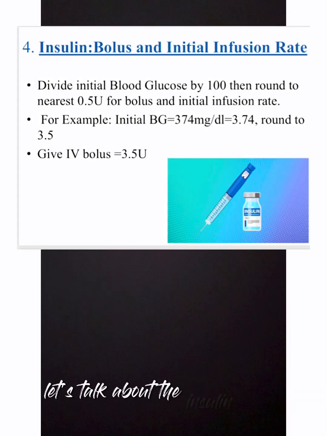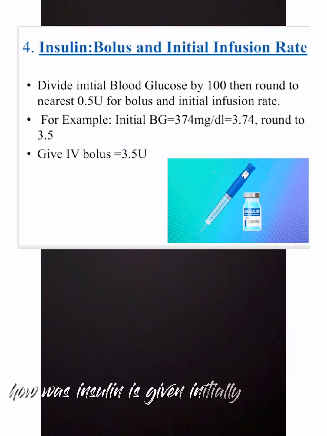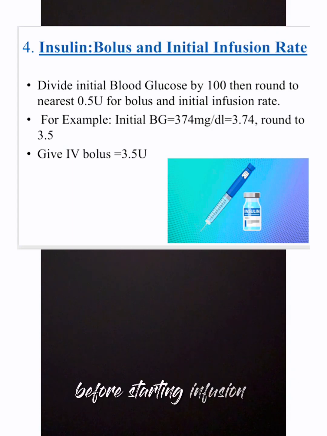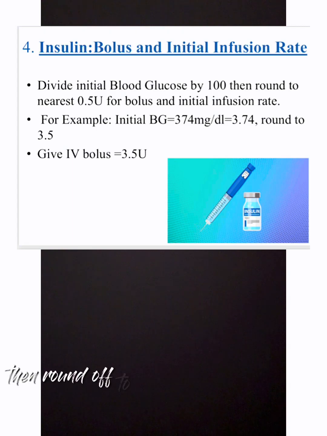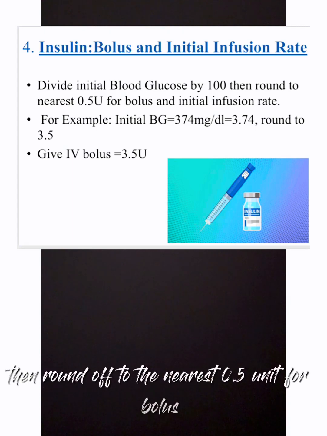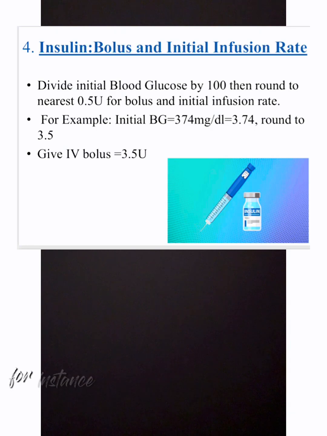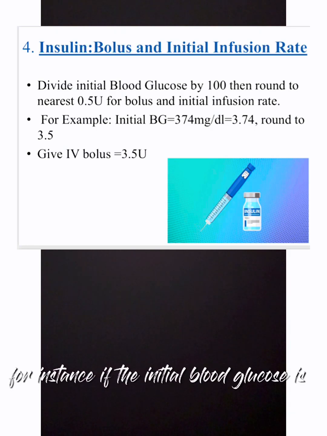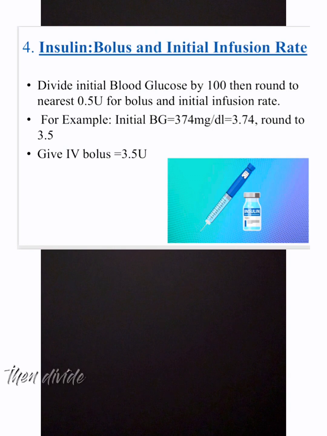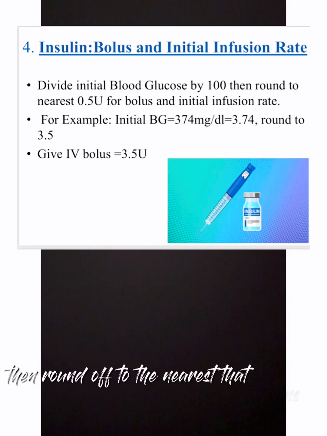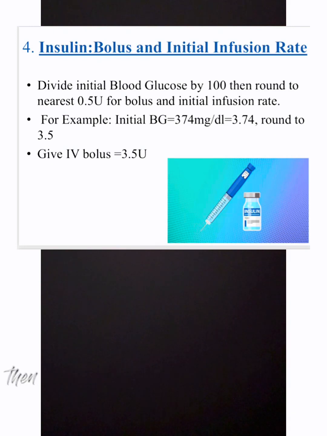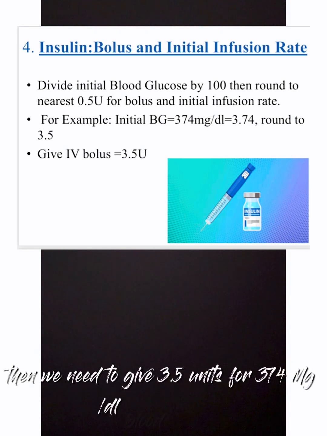Let's talk about the insulin bolus. How much insulin is given initially by bolus before starting the infusion? We need to divide the initial blood glucose by 100, then round to the nearest 0.5 unit for the bolus and initiate the infusion. For instance, if the initial blood glucose is 374 mg per dL, divide 374 by 100. That means it is 3.74. Then round to the nearest 0.5, that means it is 3.5. Then we need to give 3.5 units for 374 mg per dL blood glucose.